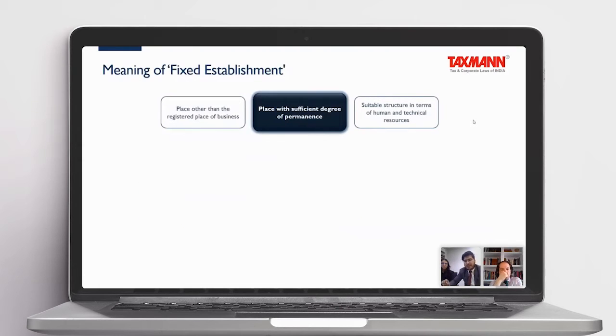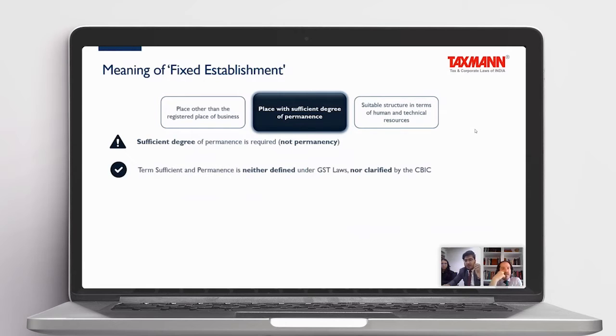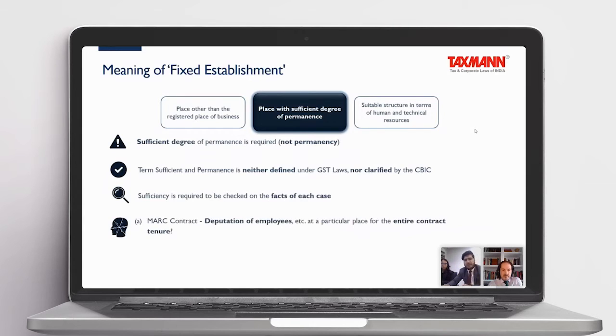The second component of this definition is that this place must have a sufficient degree of permanence. The definition is not providing that there needs to be permanence. It says there needs to be a sufficient degree of permanence. What is sufficient, what is permanence, is neither defined under the GST law, nor has it been clarified by the CBIC. It needs to be checked on the facts of each case, whether there is a sufficient degree of permanence or not. So let us have some brainstorming.